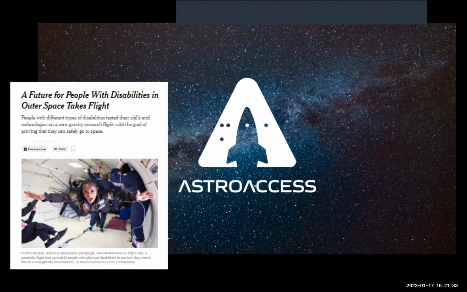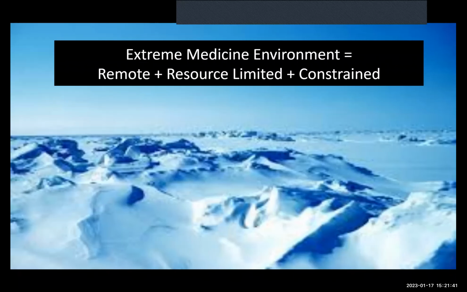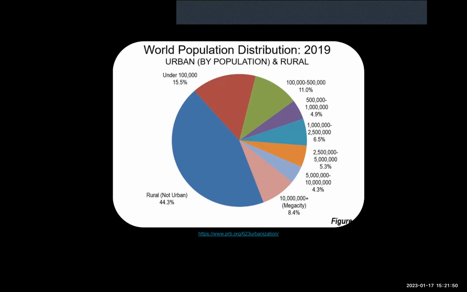And then the last question we need to ask is, knowing that there's commonalities between the ISS and remote and rural areas on Earth, how do we bring innovations from space that have provided benefit in that remote and resource limited environment back to our most in need areas on Earth? Nearly half of our population is rural and doesn't have the luxury of access to a tertiary care hospital.